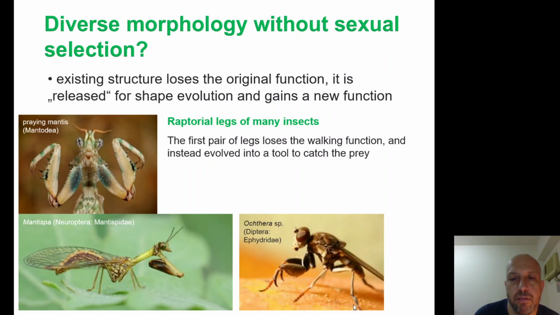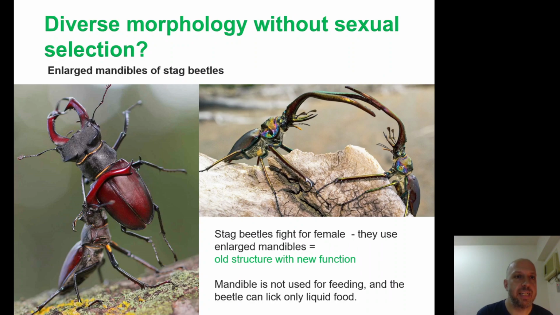But you can see that they are only walking using the second and third pair of legs, right? So the first pair of legs is not used for walking, and that's why it got free for something new, and it changed shape into raptorial legs. Another example of the same is the enlarged mandibles of stag beetles, right?